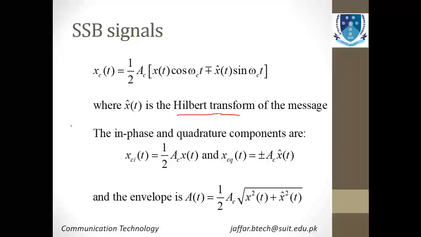The in-phase and the quadrature components are defined as this: x of t, this is the I component, and this is the Q component. These are the two components. The first one is in phase and the second one is the quadrature component. And the envelope of this single sideband turns out to be 1 by 2 of the amplitude of the carrier times the square root of the message signal squared plus the Hilbert transform of that signal squared.